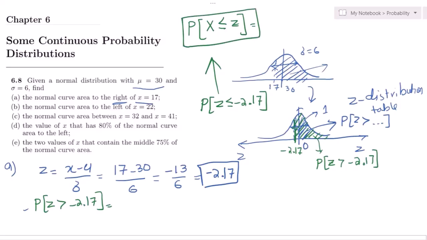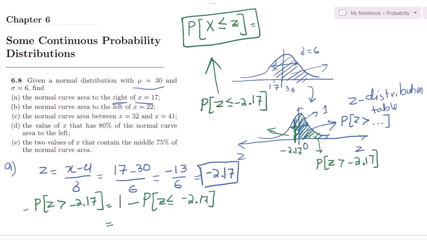So this area is basically the total area minus this one. We know in any probability distribution the total area is 1, and from 1 we have to subtract this area, which is the probability that z is less than or equal to minus 2.17. You can write it z, you can write it x, whatever you want, because these are the values of z. Here I have been using z.